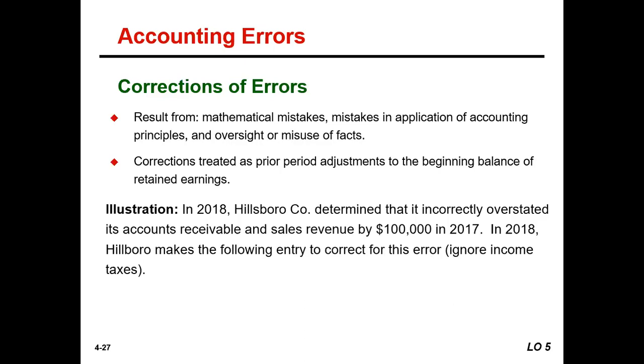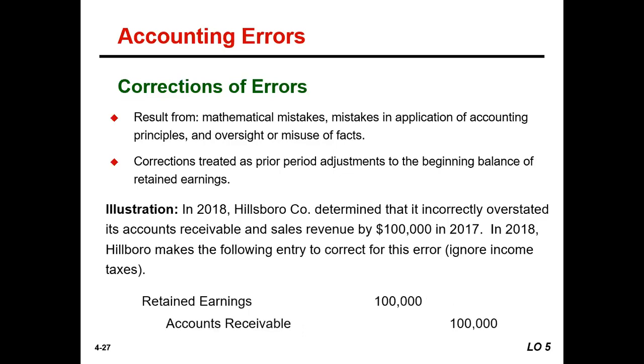But sometimes, for purposes of whether there is a gross misstatement, it's whether or not it's material. So here's an example. In 2018, Hillsborough Company determined that it incorrectly overstated its accounts receivable and sales revenue by 100,000. If we overstated revenue, that would mean that income was also overstated, right? So in 2018, Hillsborough makes the following entry to correct this error.